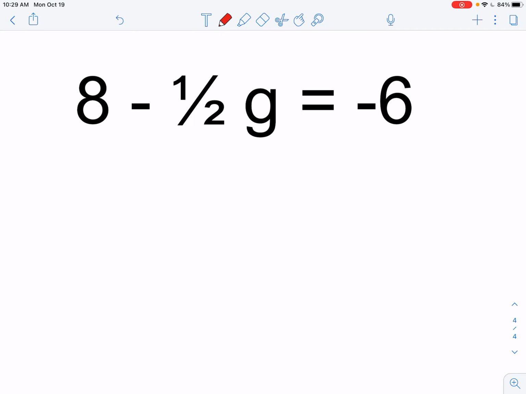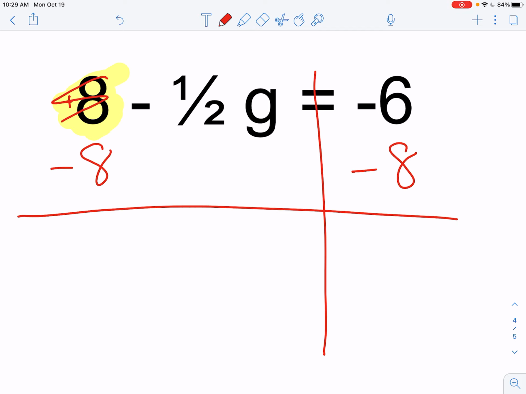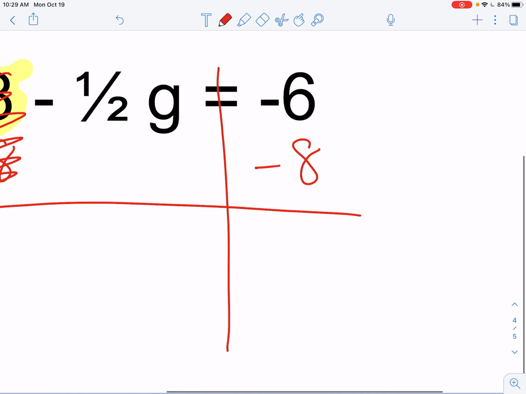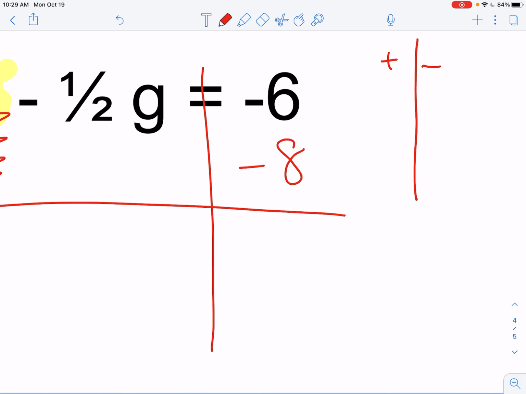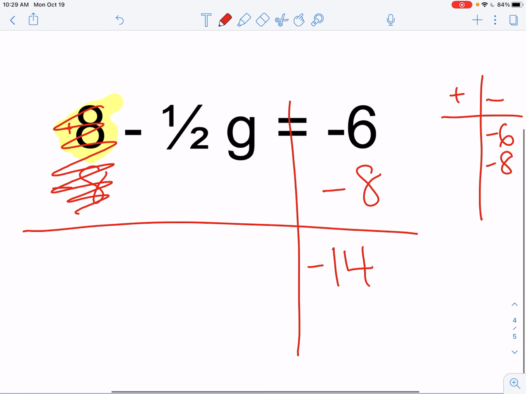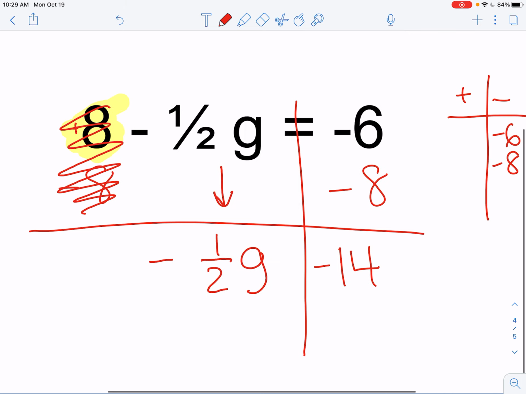Now we have 8 minus 1/2 g equals negative 6. Again, draw your fence, highlight your constant, and we know that it's a positive 8, so we would have to subtract 8 from both sides, and then this can cross out. Negative 6 minus 8. So remember our t-chart in our integer operations. We know if it's on the same side, it's just adding 6 plus 8, 14, and then that negative symbol stays the same. And then we know we have to bring down the negative 1/2 g.